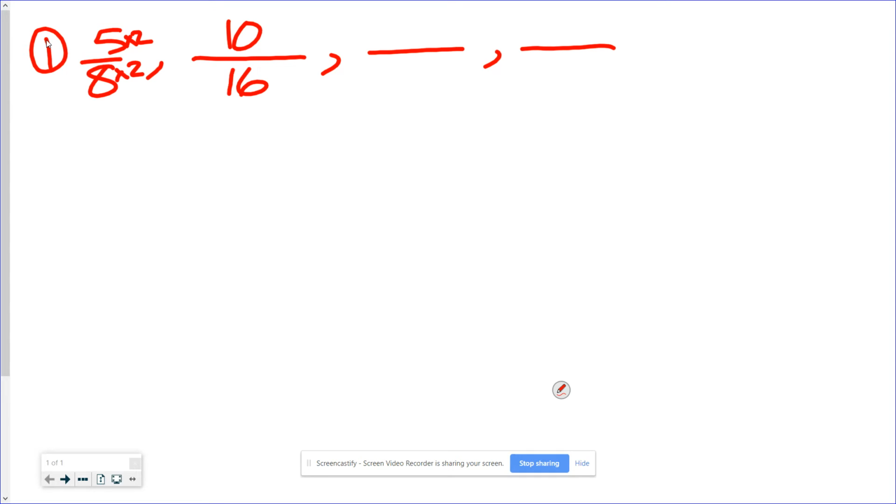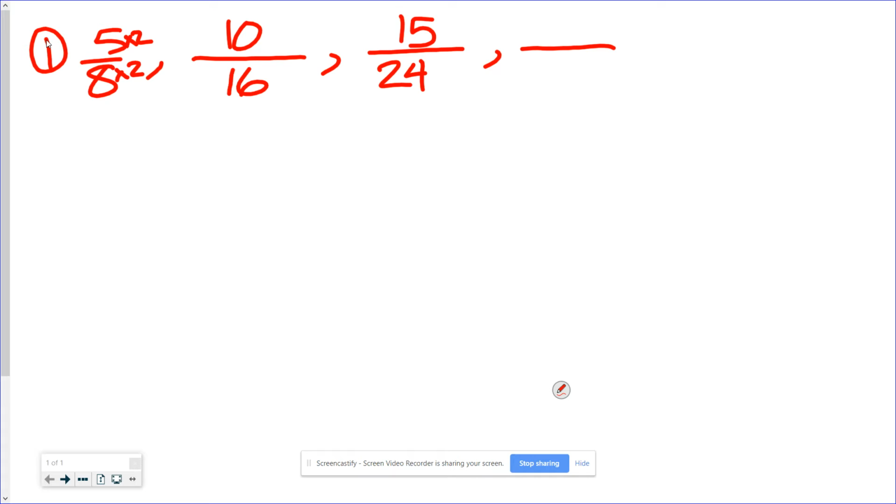The next one I'm going to do is take 5 times 3. 5 times 3 is 15. And whatever I do to the top, I have to do to the bottom. So I'm going to take 8 times 3 and get 24.